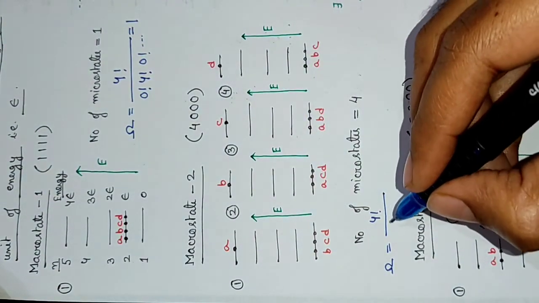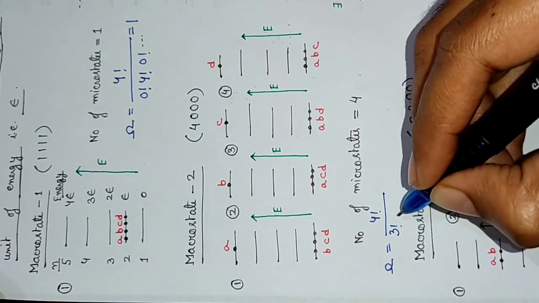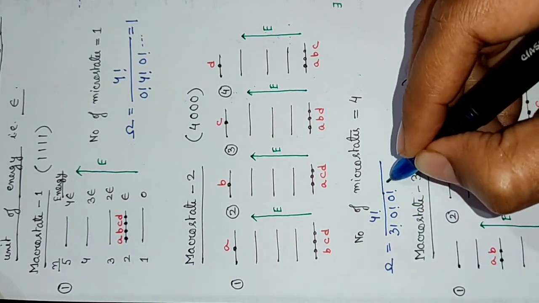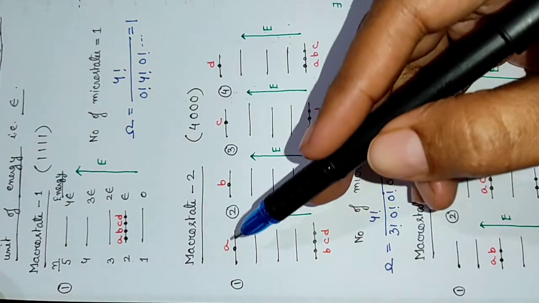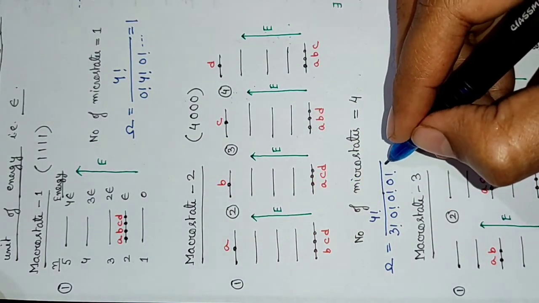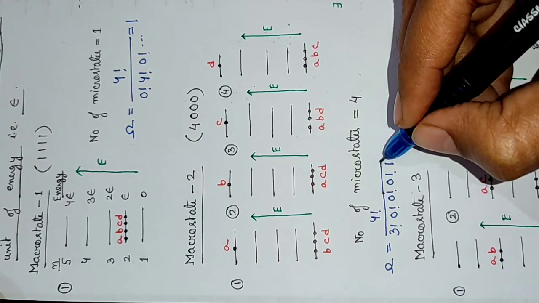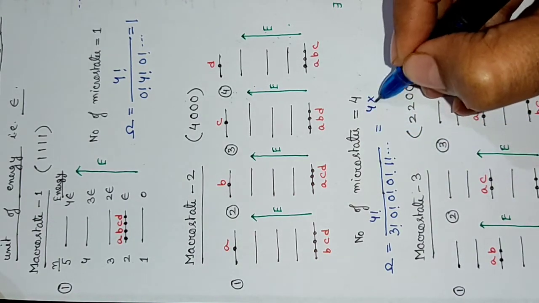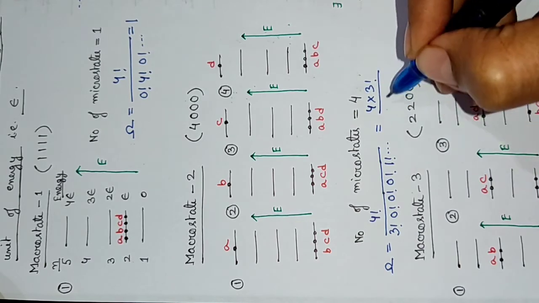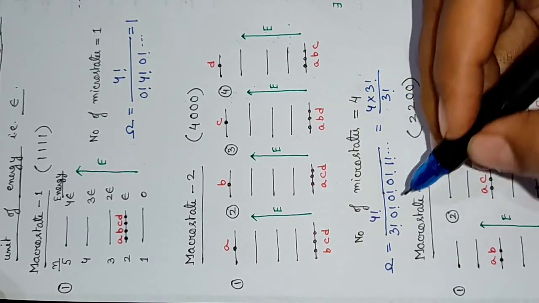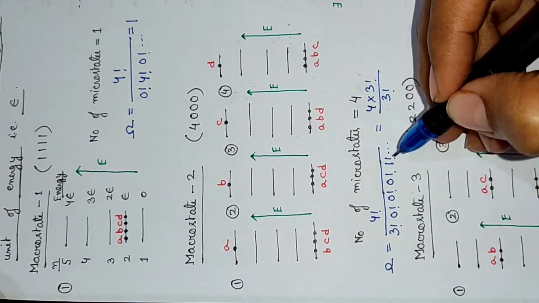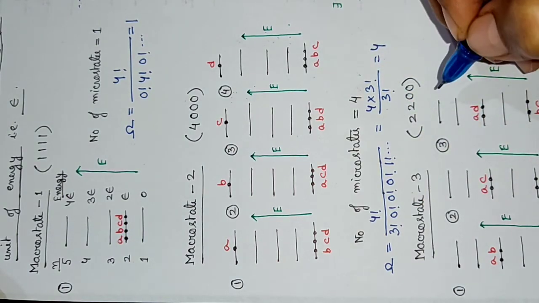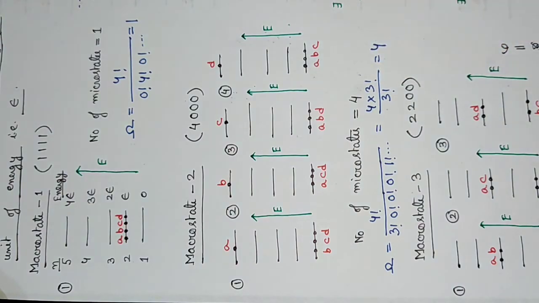Now for macrostate 2, omega equals 4 factorial by, we have 3 particles in the ground state, so it will be 3 factorial, then 0 factorial, 0 factorial, 0 factorial, and in this step we have 1 particle, so it is 1 factorial. So it will be 4 into 3 factorial by 3 factorial, and these all will be 1. So 3 factorial will cancel out, it will give us 4. So the number of microstates is 4.